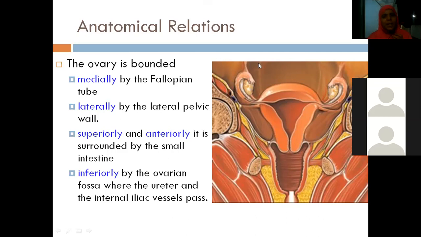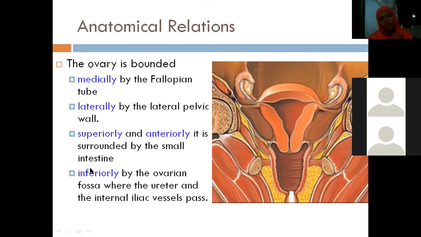Superiorly and anteriorly, you will have coils of small intestines, and inferiorly it lies in the ovarian fossa, where the ureter and internal iliac lie. That means if you remove this ovary, behind it you will see the ureter and also the branches of the internal iliac vessels.